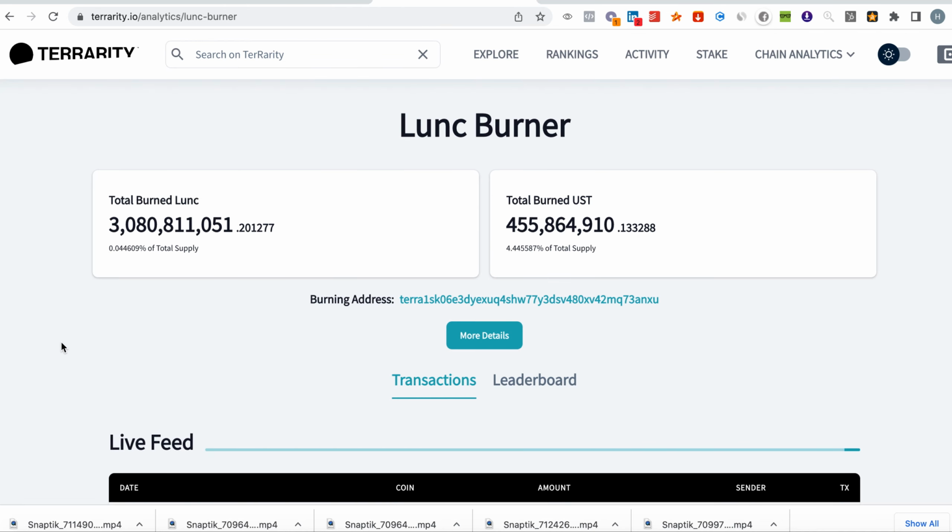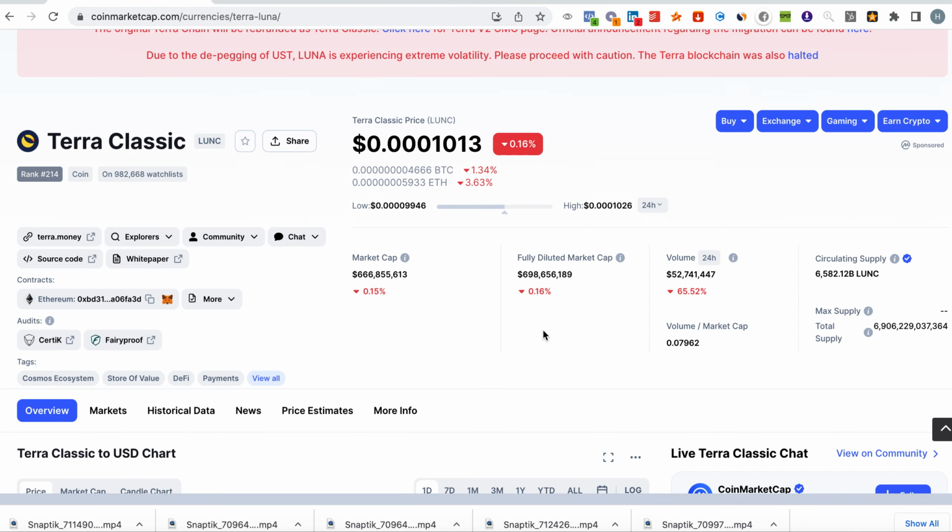As well, if you look at the burn here, we have increased 3 million again today, which is great. So now we are standing on 3 billion and 80 million, which is a very decent number. Now, this will impact the coin positively.